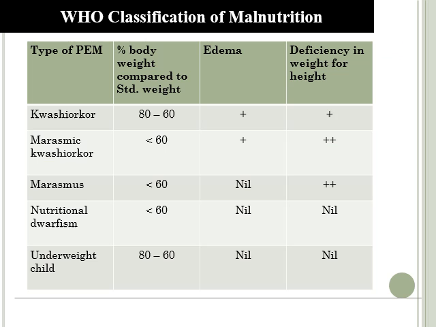So this table explains the WHO classification of malnutrition based on the percentage of body weight compared to the standard weight, the presence of edema, and deficiency in weight for height. According to that, it is classified into 5 types: Kwashiorkor, Marasmic Kwashiorkor, Marasmus, nutritional dwarfism and underweight child.